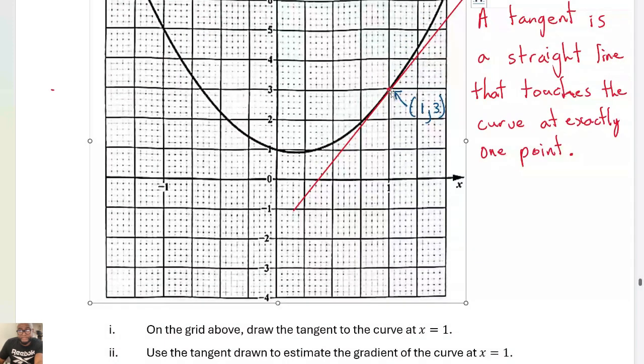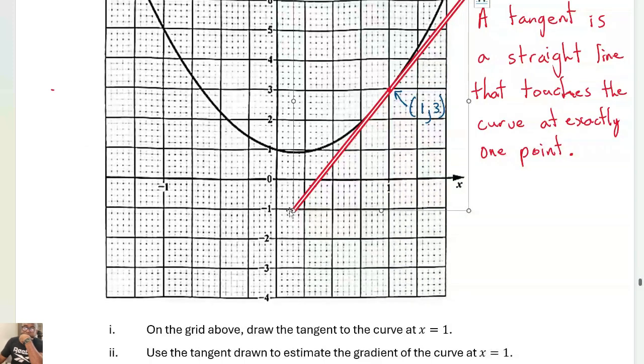Now, if you want the gradient at this point, you actually need to have 2 points on this line, right? So at this, yeah, go ahead. Is it not -1? Where is the -1?